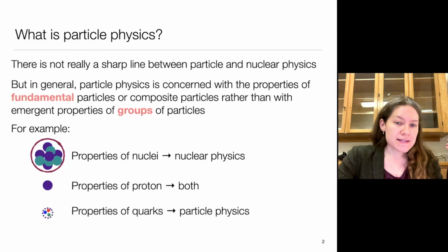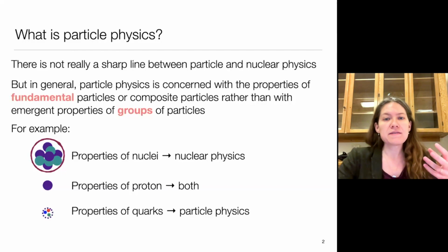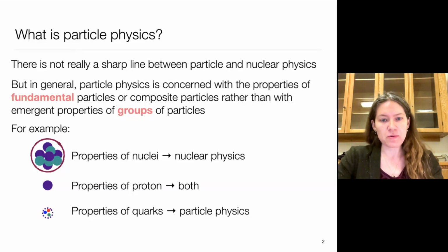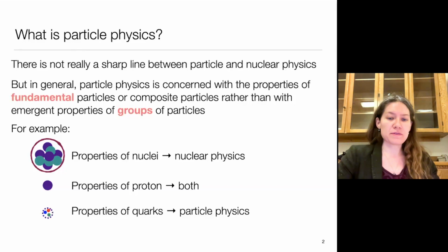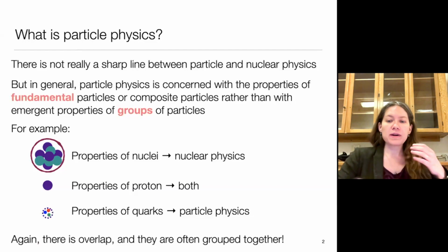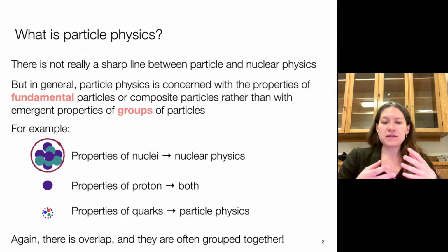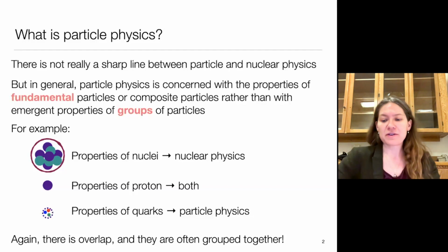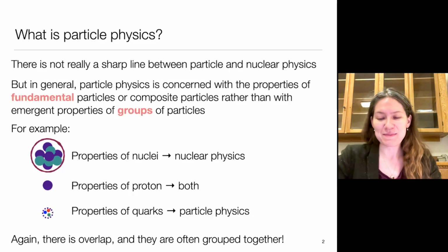If we were to look inside of the proton, we would see that it is not a fundamental particle. It is, in fact, a composite particle, and it's made up of fundamental particles called quarks. And studying the properties of those quarks, that fits into the realm of particle physics. So again, though there is overlap, there are these differences as well, but the two are very often grouped together. So it's fun to be able to talk about this with you here.